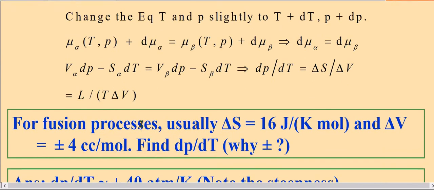For example, consider a fusion process. Usually, delta S is given as, say, 16 to 20 joule per Kelvin per mole, and delta V is about plus or minus 4 cc per mole. It is very small. This plus or minus arises because for fusion or melting, from the solid phase to the liquid phase, there are certain liquids, like water, for which there is an increase in volume in going from the liquid to the solid phase. For others, normally there is a decrease in volume. So delta V can have two kinds of signs.